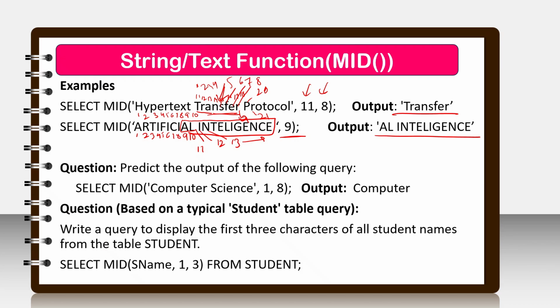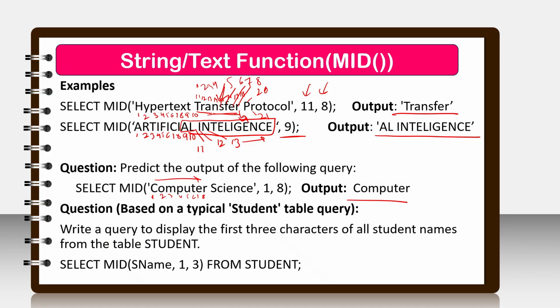Okay, now here certain questions are given. You can check these questions. Mid function, computer science, 1 comma 8. So it will start from the first position and then it will take 8 characters. So 1, 2, 3, 4, 5, 6, 7, 8. It will give computer as a result.